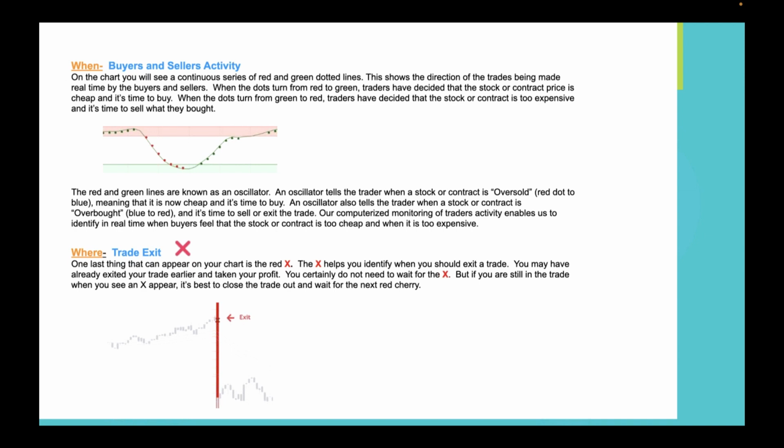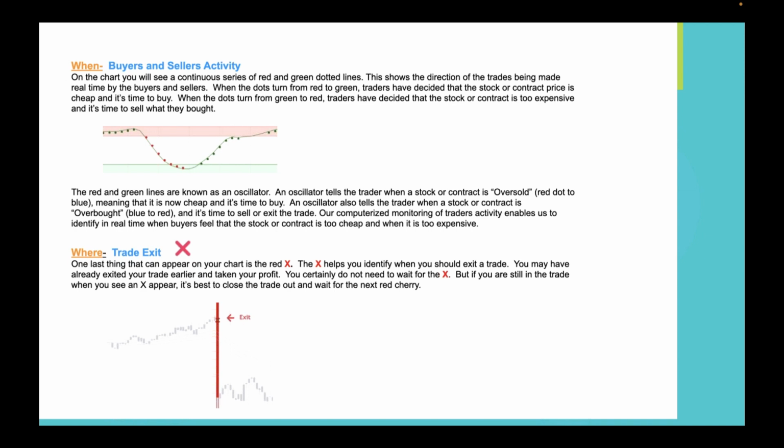Our computerized monitoring of traders' activity enables us to identify in real time when buyers feel that the stock or contract is too cheap and when it's too expensive. So this is the area, the trade exit, the X. One last thing that can appear on your chart is the red X. The X helps you identify when you should exit a trade, which means take profit.